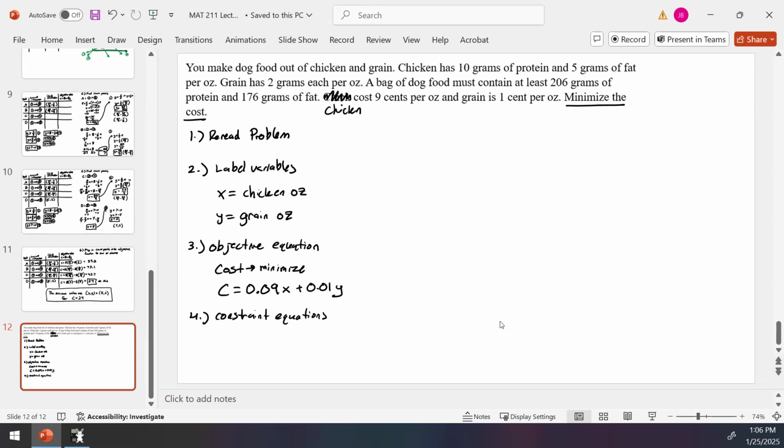The first thing that they say is I have to have a minimum, so at least 206 grams of protein. That means I get 10 grams of protein for every ounce of chicken, plus 2 grams of protein for every ounce of grain. That has to be greater than or equal to 206 grams of protein. So that's the protein one. And then for fat, we have 5 grams of fat and then 2 grams of fat, and that has to be at least 176. So that's going to be your fat equation.